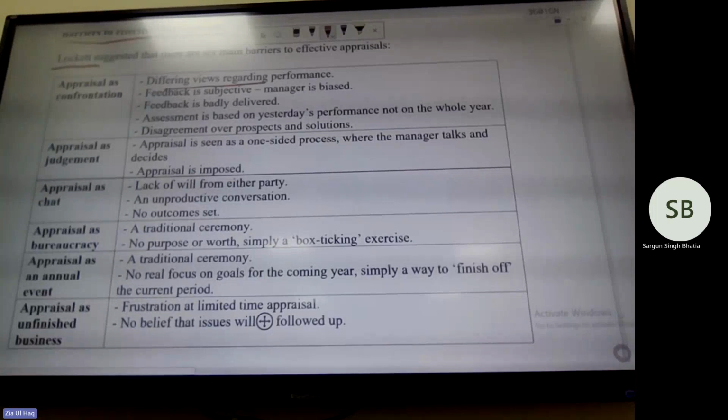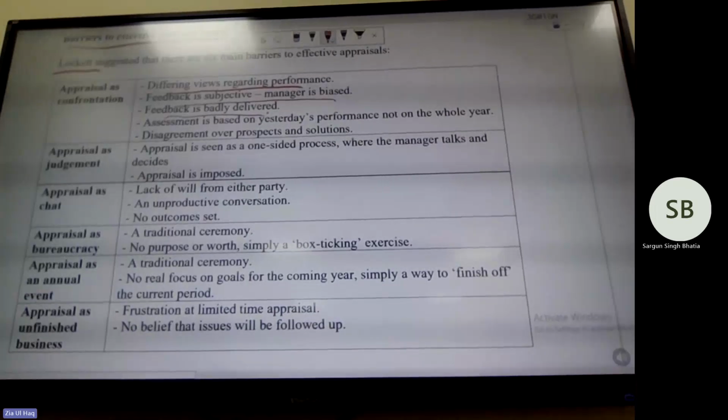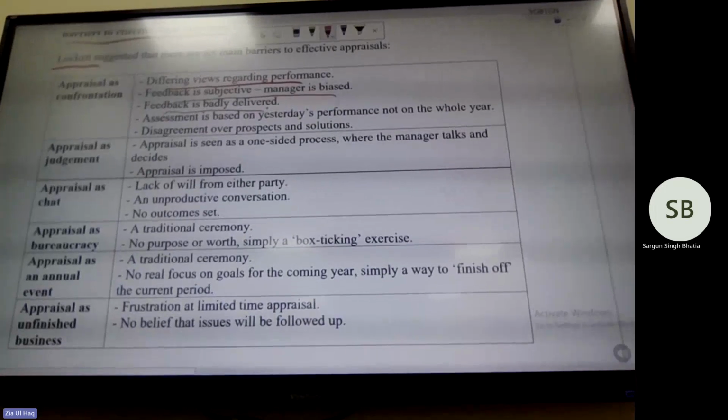Differing views regarding performance. Feedback is subjective, a manager is biased, not fair. Feedback is badly delivered, not properly delivered. He is not listening to others, adopting a tell and sell approach. Assessment is based on yesterday's performance, not on the whole year.